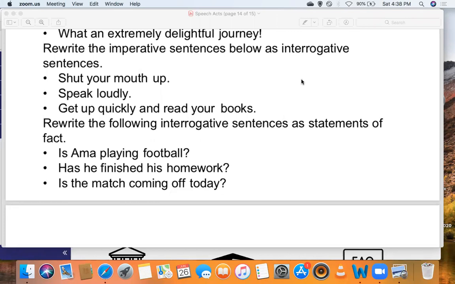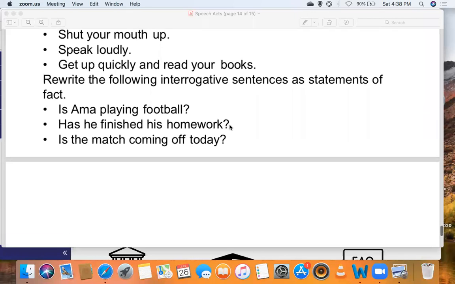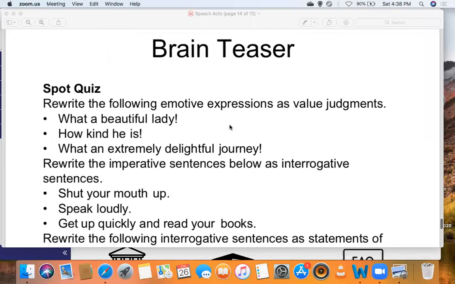That's correct. And then the third one, next person, is that Sylvester? Yeah, that's Sylvester. The match is coming up. Okay, so the match is coming off today. The match is coming up today. Okay, that's correct. So we've come to the end of our exercises today.